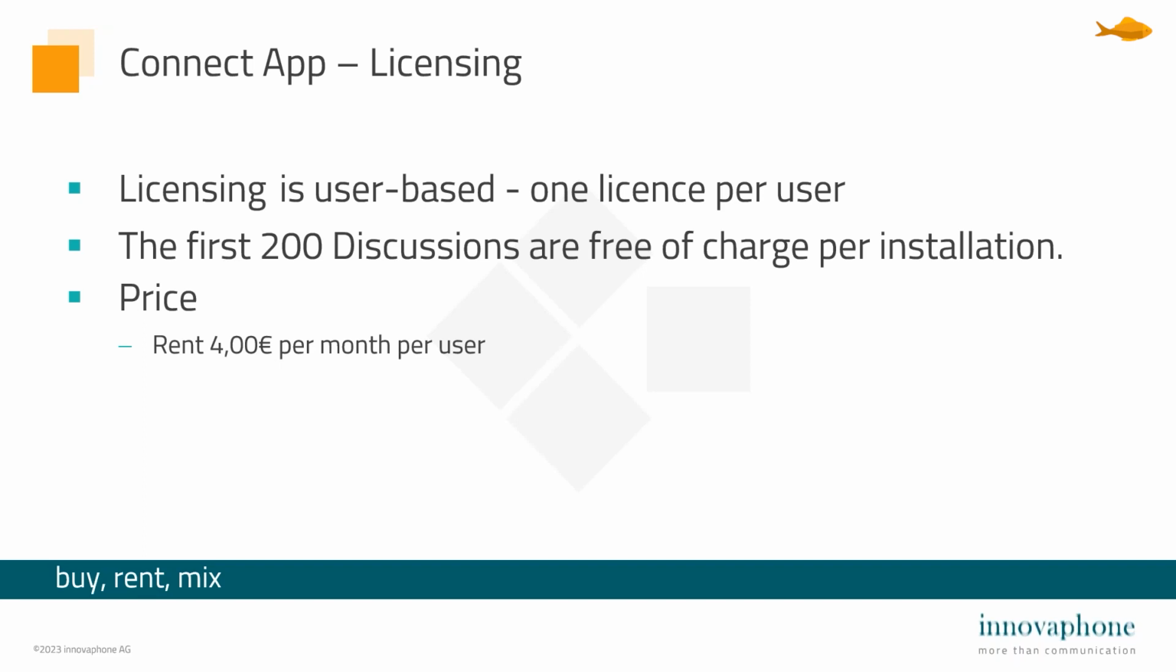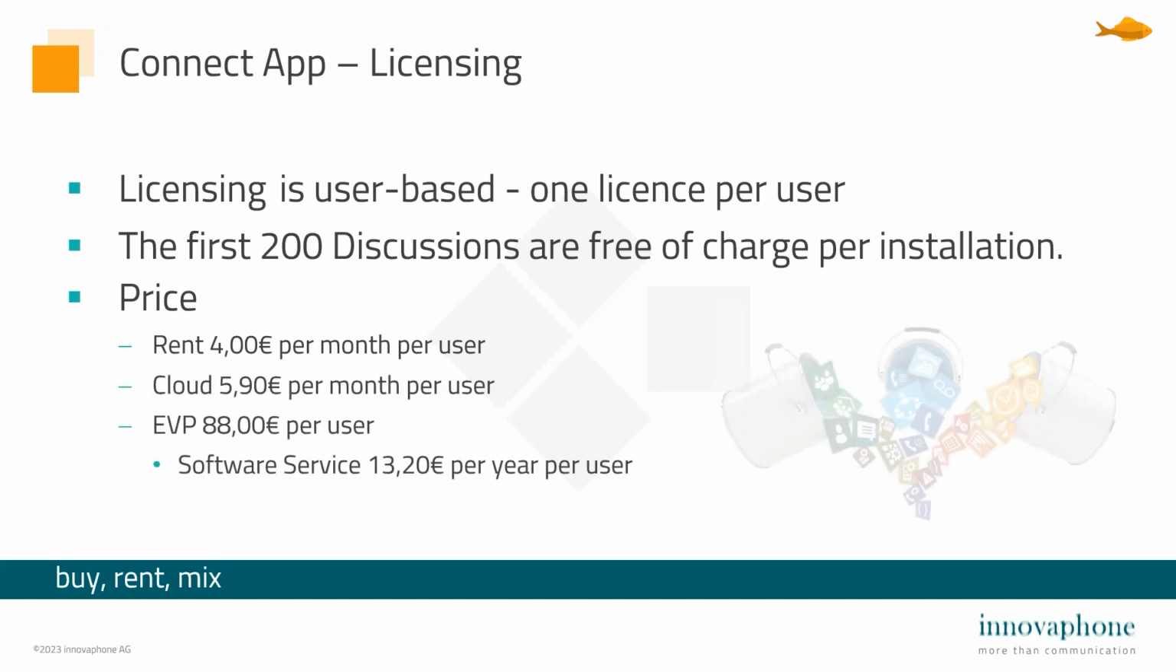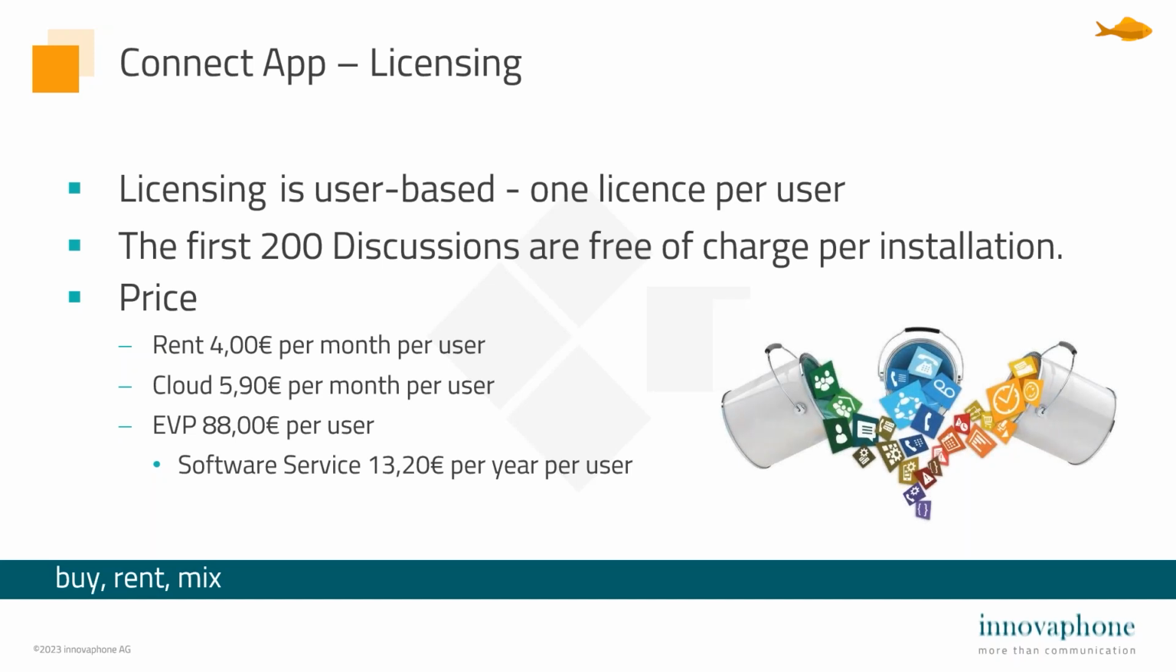Price. You can rent a user license for €4 per month per user. You can also get it out of the cloud for €5.90 per month per user, or you can buy it for a one-time purchase price of €88 per user. Please don't forget to also include the SSA within the license, and that software service will cost you €13.20 per year per user.